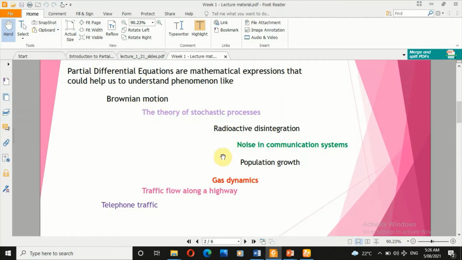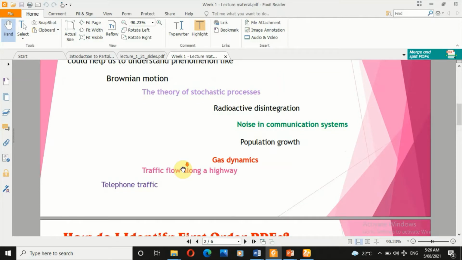All these aspects, all these phenomena, actually deal with more than one independent variable, and that is the beauty of partial differential equations. It contains a mathematical expression and a derivative with more than one independent variable.